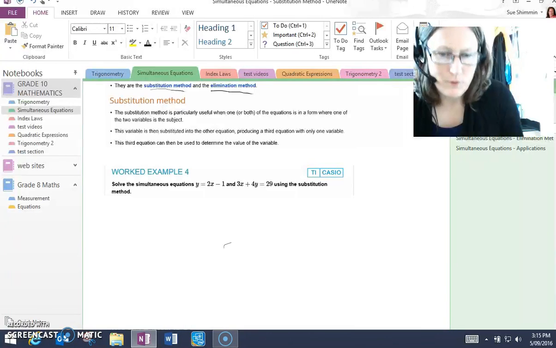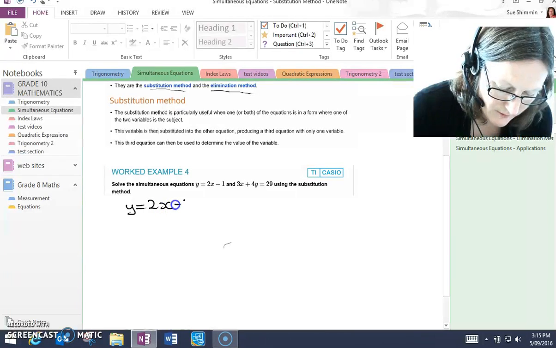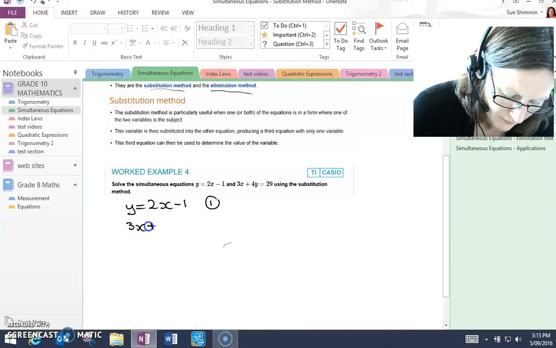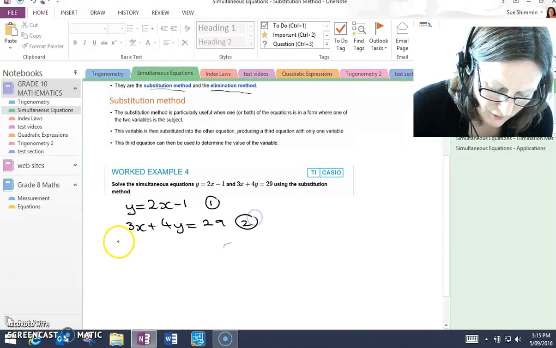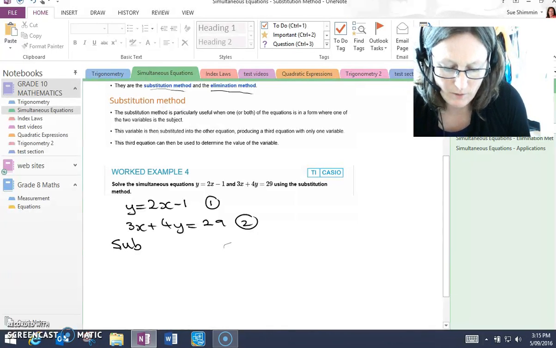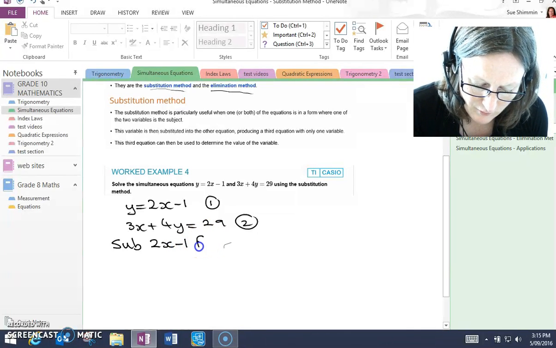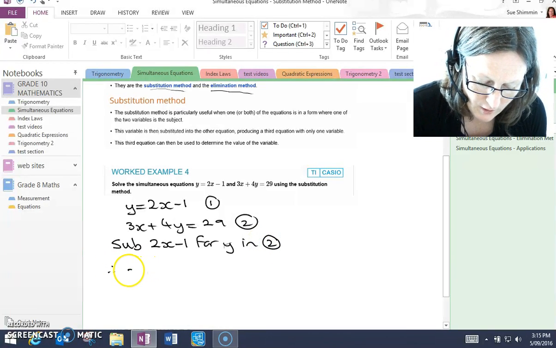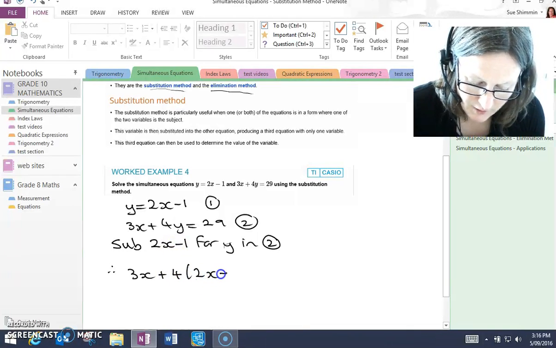So, worked example 4 from your textbook. If we write out the two equations, we always call the equations something, so I'm going to call them equation 1 and equation 2. I can substitute, and the setting out and what I'm about to write is actually crucial, these steps that you write. We're going to substitute 2x minus 1 for y in equation 2. So in equation 2, wherever I see y, I'm going to put 2x minus 1.